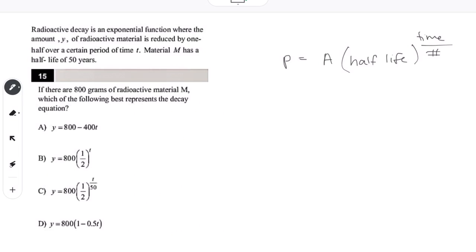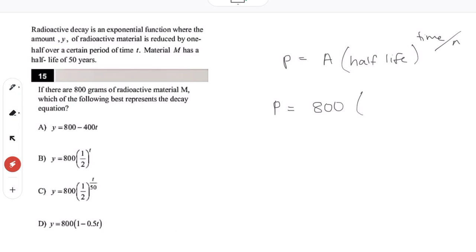Once you get this formula down in your head, all you have to do is plug all these values in. And I'll just rewrite this so that it makes a little more sense: time divided by number of years. Okay, so the amount that's starting is 800. We know that, so 800.